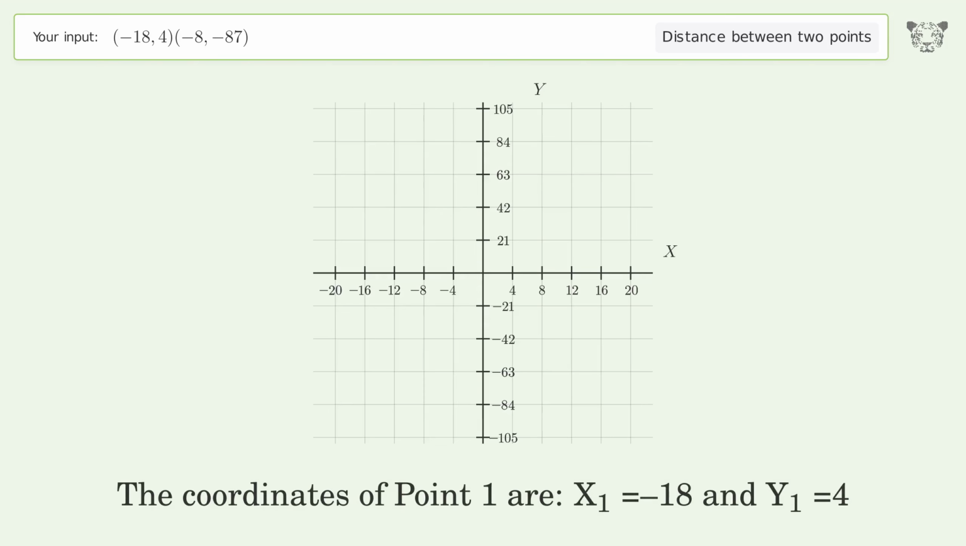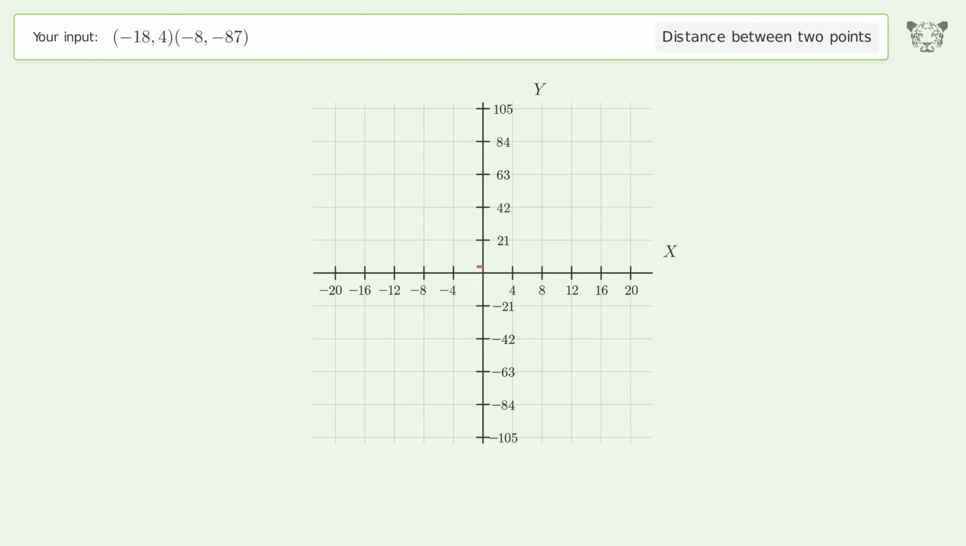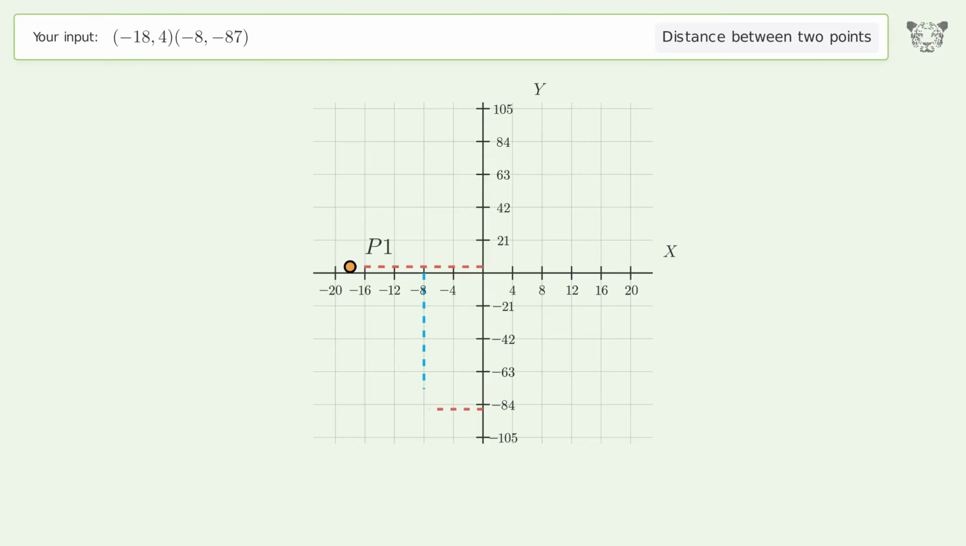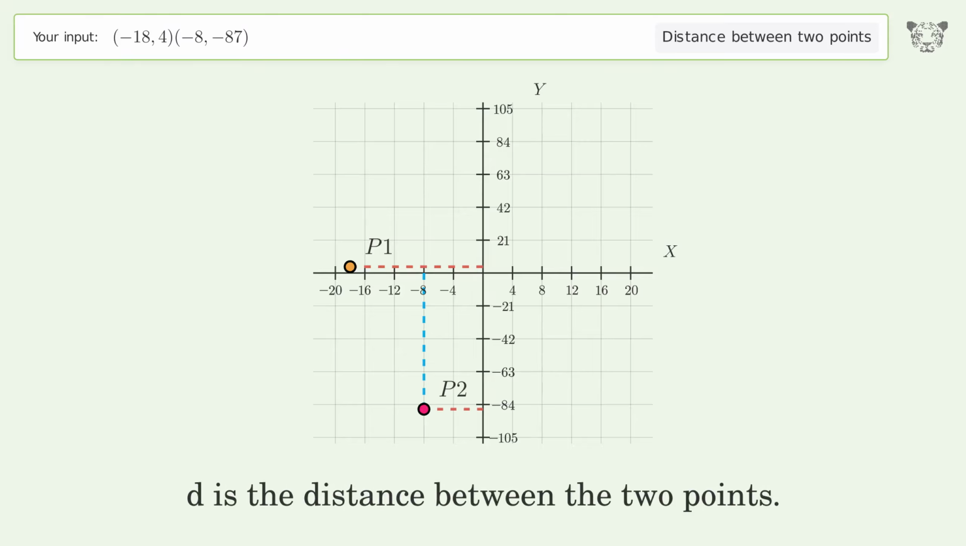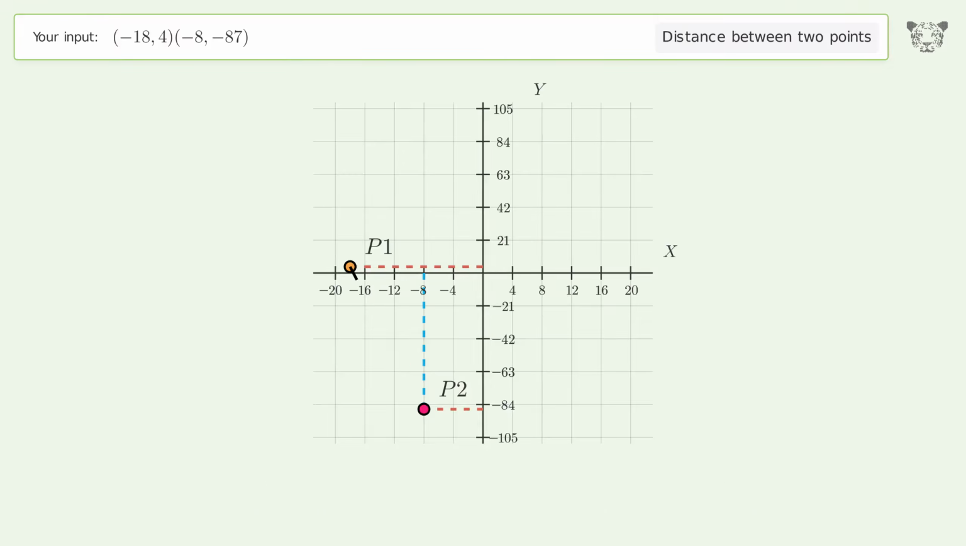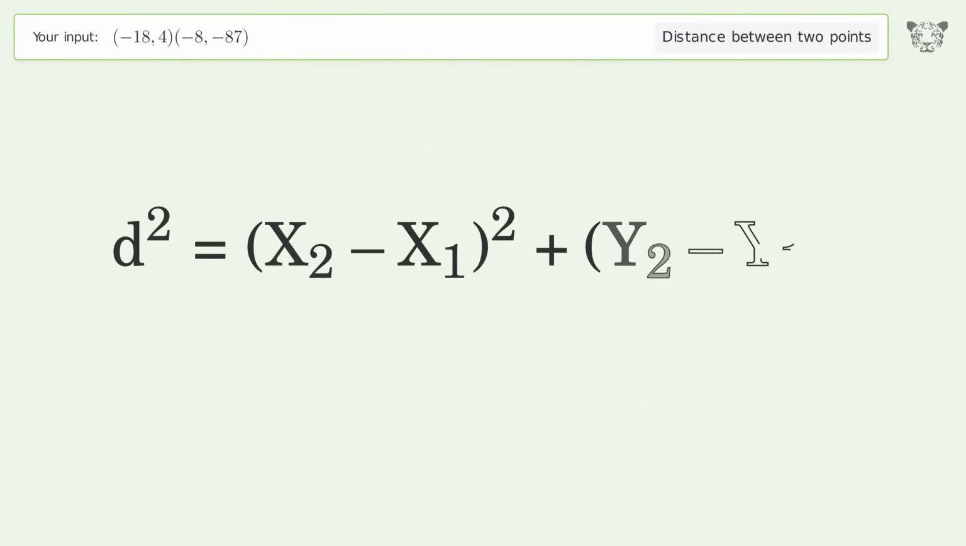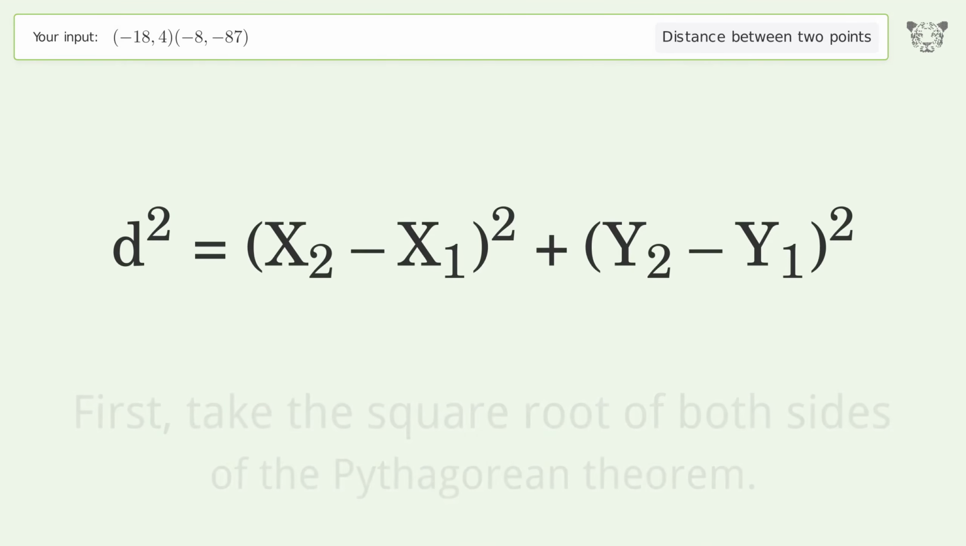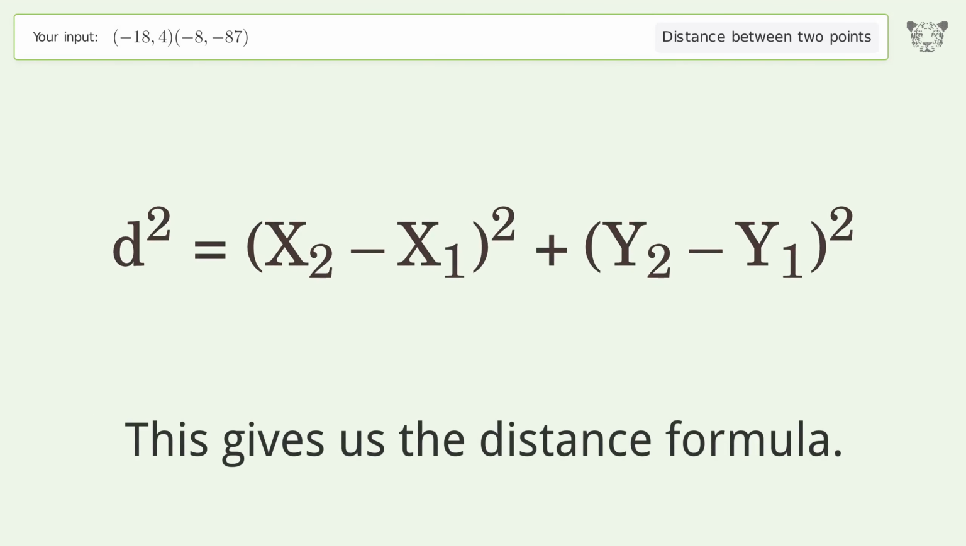The coordinates of point 1 are, x1 equals -18 and y1 equals 4. The coordinates of point 2 are, x2 equals -8 and y2 equals -87. D is the distance between the 2 points. First, take the square root of both sides of the Pythagorean theorem. This gives us the distance formula.